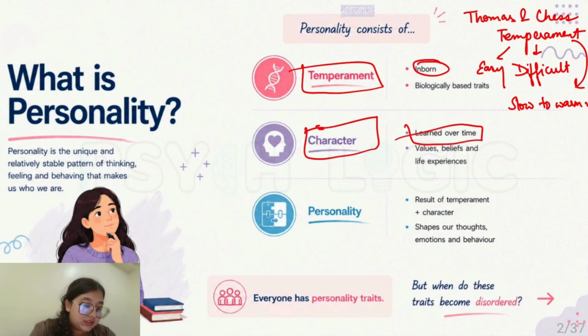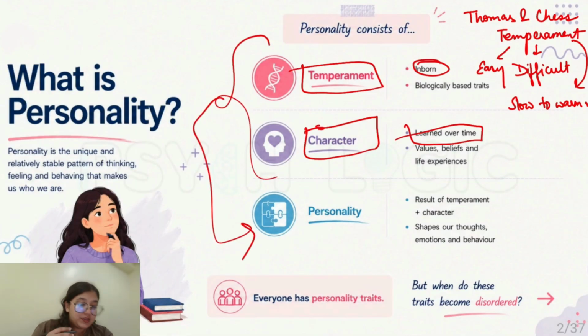It develops over time. It develops through your family, through your culture, through your education, through the values that you receive, through even your own life experiences. For example, honesty, responsibility, empathy, discipline, these things are aspects of your character. They are learned throughout your life, and it shapes your life. And when your inborn temperament combines with everything that you have learned and experienced, that together forms your personality.